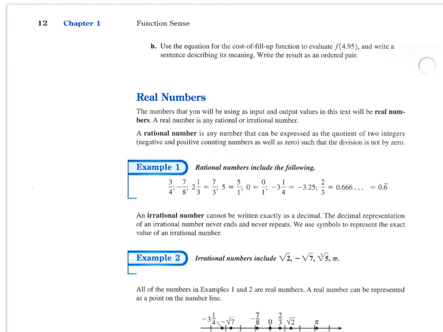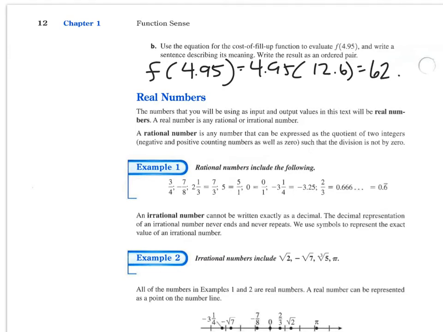Okay. So now we're going to start looking at, okay, so this is the same kind of thing. Let's just do this one really quick. F of 495, same thing. It's going to be 495 times, okay, I changed the order, but that didn't matter in this case, right? Didn't matter which way I multiplied those, so my fill-up would be $62.37 if the gas price went to $4.95.